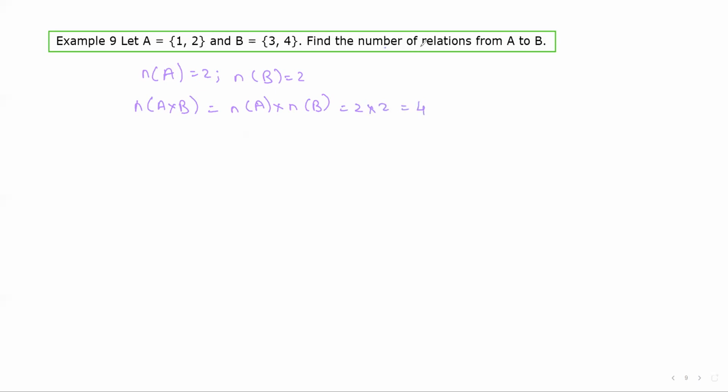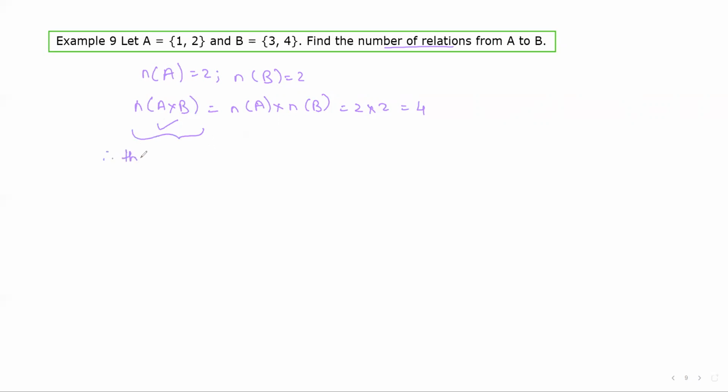Now, the relations themselves are formed after A cross B, after the Cartesian product is known to you, and the Cartesian product, with all its elements, would be the maximum relation that can be formed between A and B. However, other relations will be subsets of this A cross B set. So, how many subsets can you form of A cross B? Any subset of a set is represented by a power set.